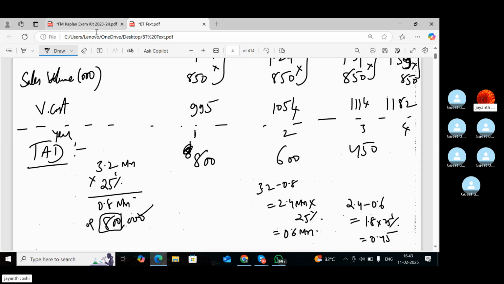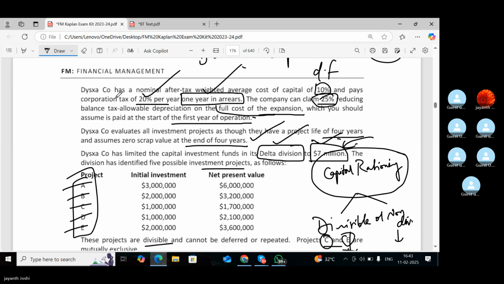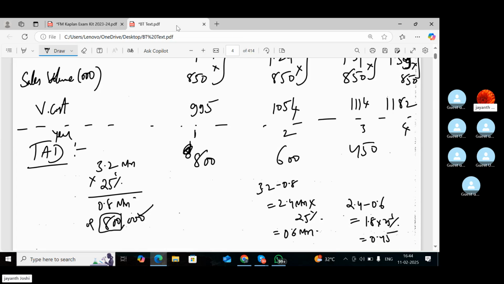Okay. And then last, in the final year, what is this they have given? Full cost of expansion, and that should finish, the project life is only for 4 years. Okay. So we will see now. So now the final year's tax allowable depreciation, TAD.